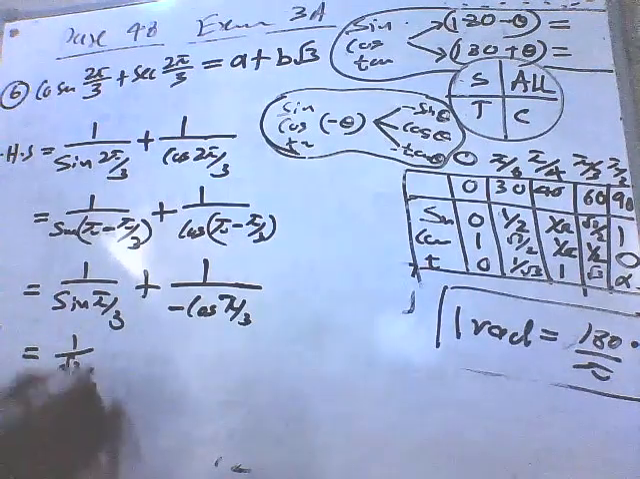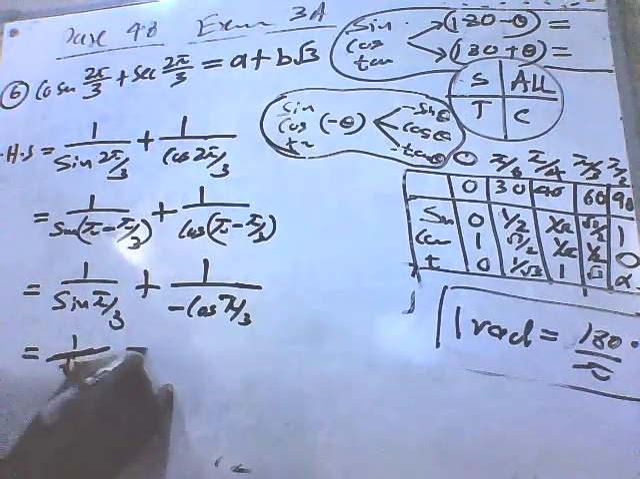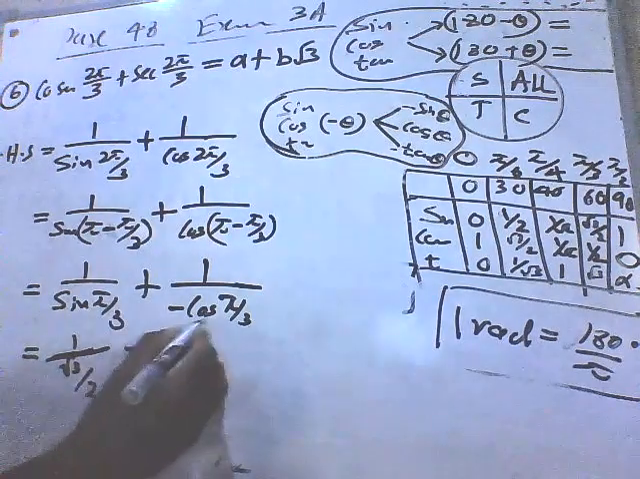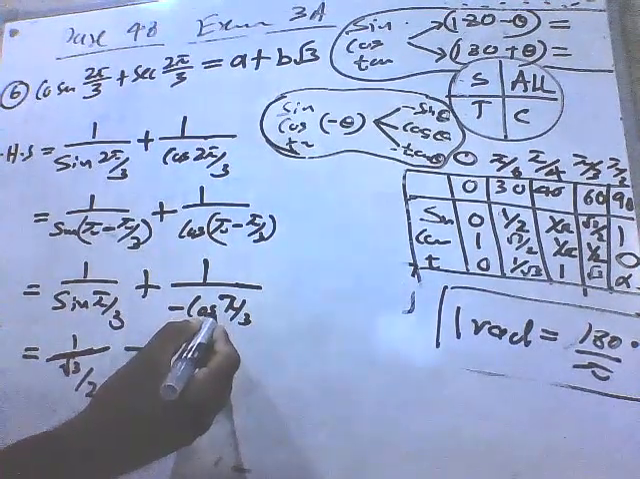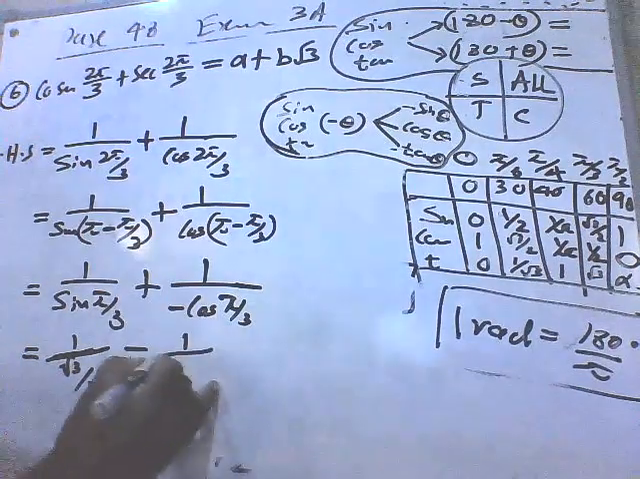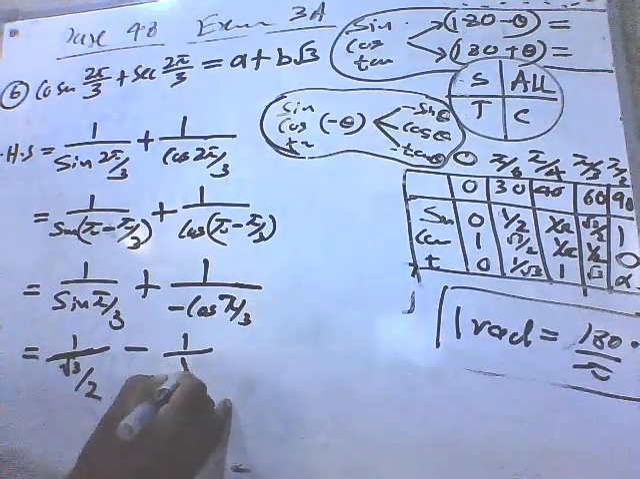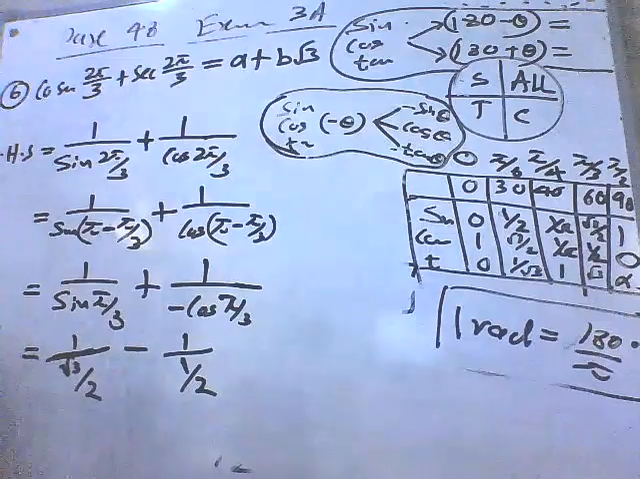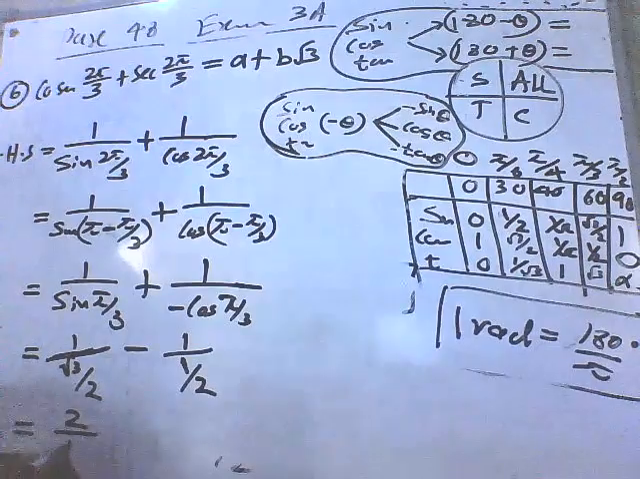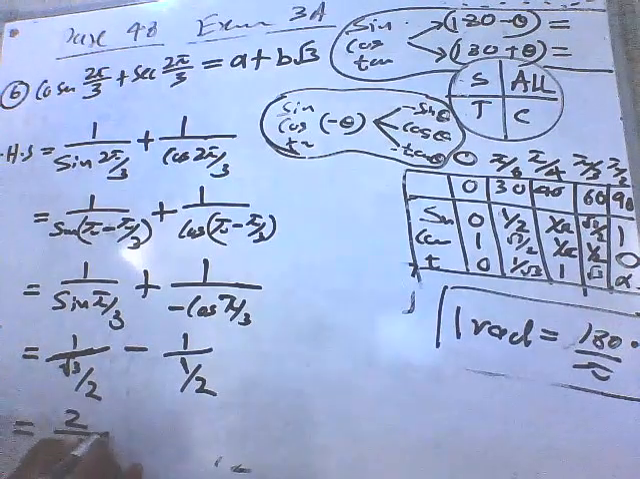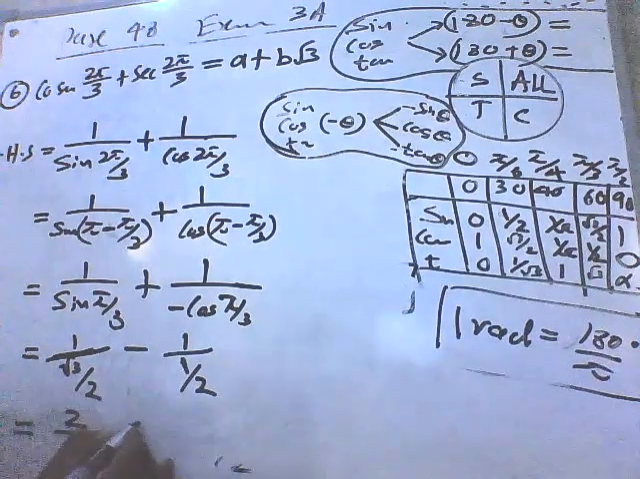Now we know sin π over 3 is root 3 over 2, so this is equal to 1 over root 3 over 2, minus 1 over cos π over 3, which is half. Then we get 2 over root 3 minus 2.